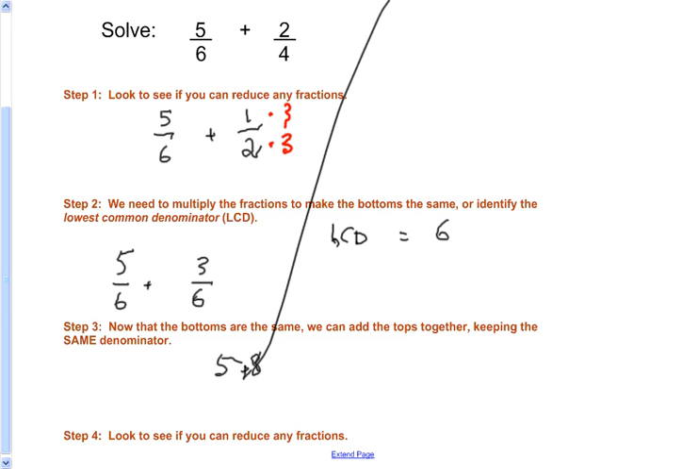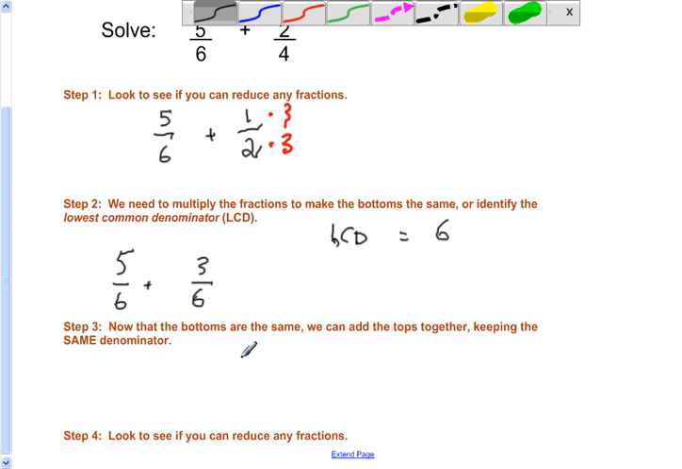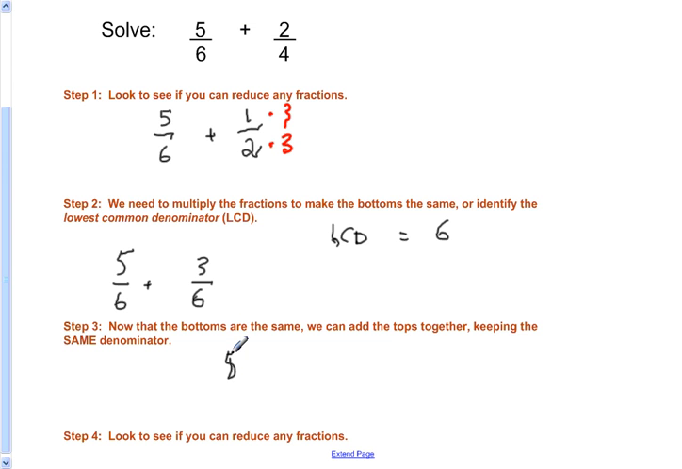5 plus 3, let me change that. There's a little mistake there. Let me make it a little neater. So the denominators are the same, so we can write the tops over the same denominator. We can write it as 5 plus 3 in the top, and the denominator is 6. And now we just add the tops together, perform the operation. 5 plus 3 is 8. Denominator stays the same.